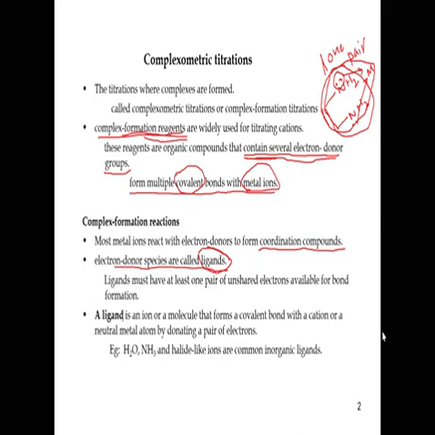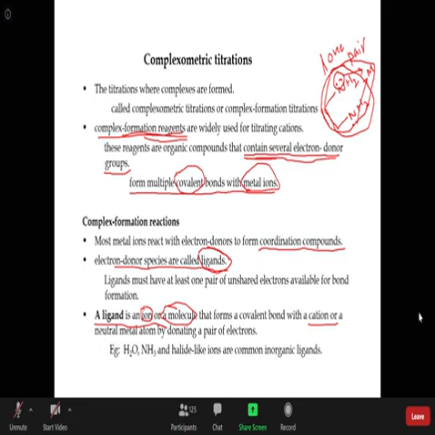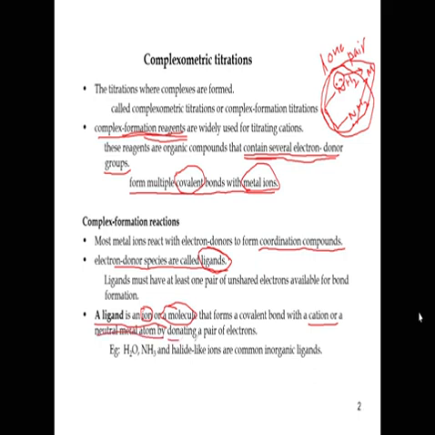A ligand can be an ion or a neutral molecule, right? It forms a covalent bond with the cation or neutral metal ion. How is it formed? By donating a pair of electrons, right?